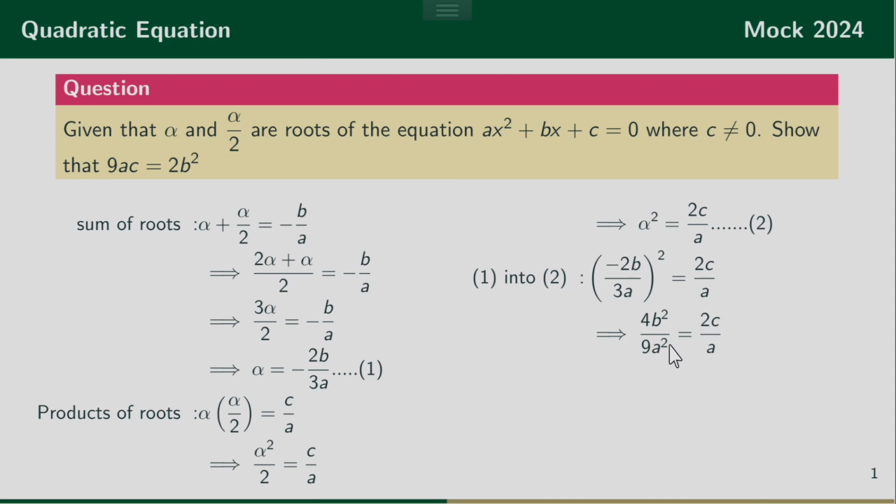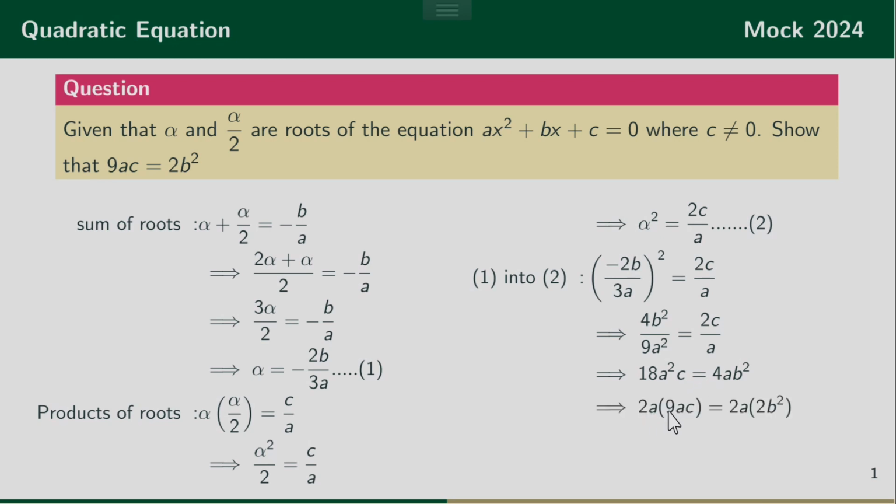So at this point, I'll cross multiply. I'll be multiplying 9a squared times 2c, which will give me 18a squared c. And I equate it to, I multiply a by 4b squared, which will give me 4ab squared. Evaluating, I have 18a squared c is equal to 4ab squared. At this point, I have to simplify because I have terms that are common on the left hand side as well as the right hand side. Notice that 2 can divide both terms, and a squared is common to the left hand side, and a is common to the left hand side and also to the right hand side.